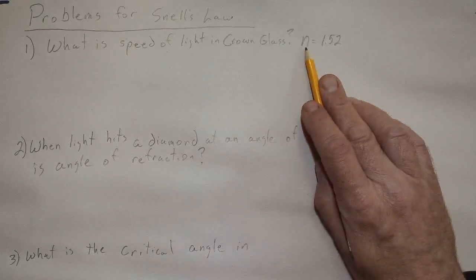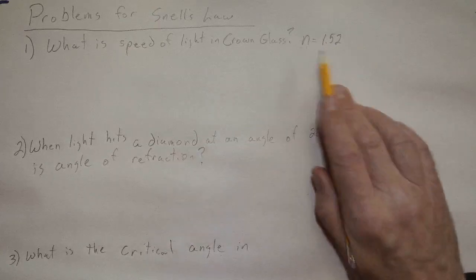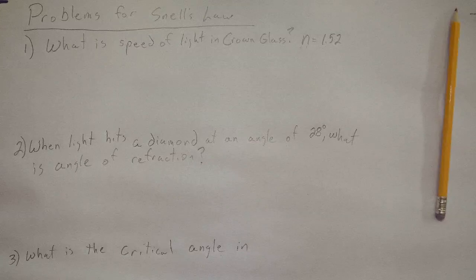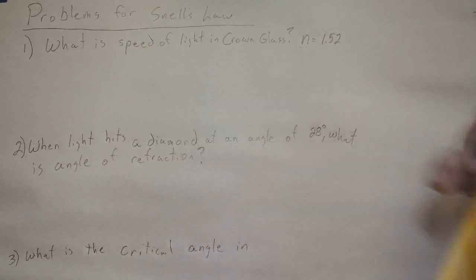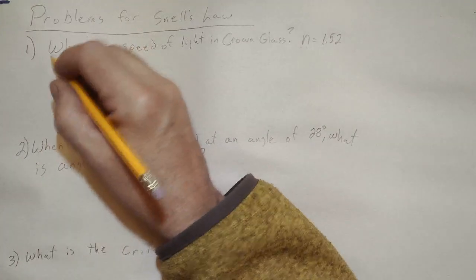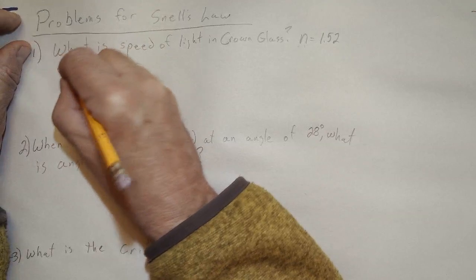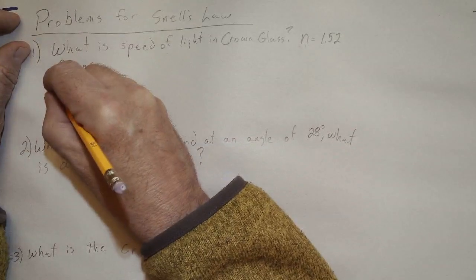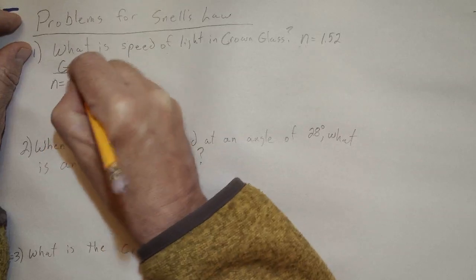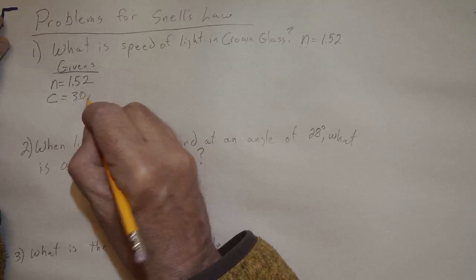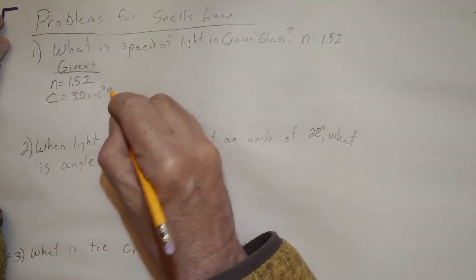The index of refraction, n, equals 1.52, and we can have that value equal whatever we need it to equal. If you look in your index of refraction table, you'll see a variety of substances. So crown glass, 1.52. Well, the givens we have here, n equals 1.52. We know c equals 3.0 times 10 to the 8th meters per second.